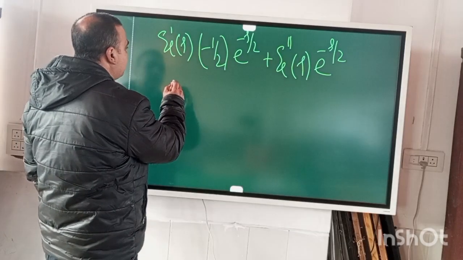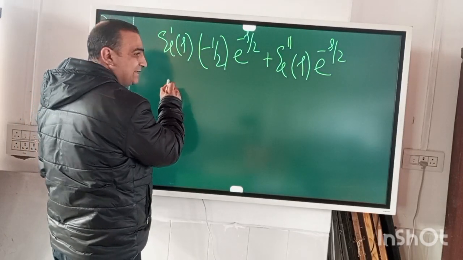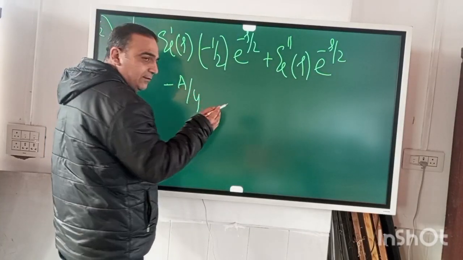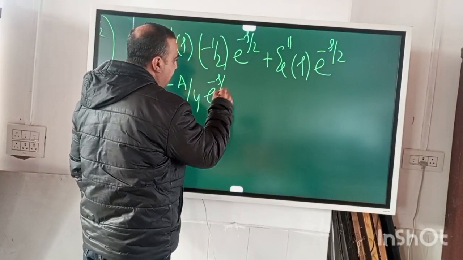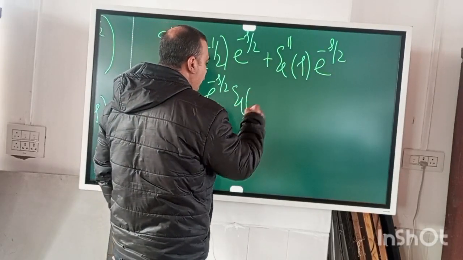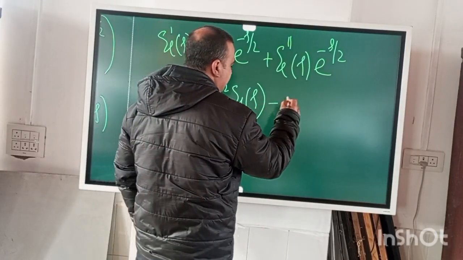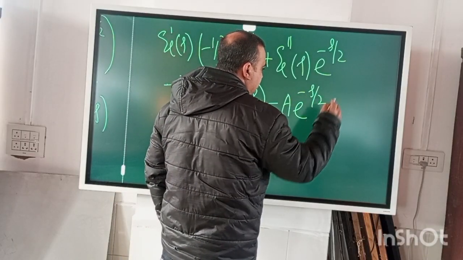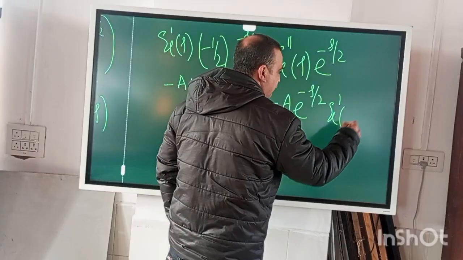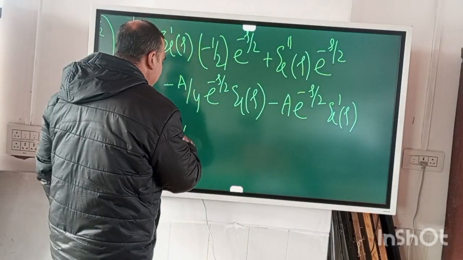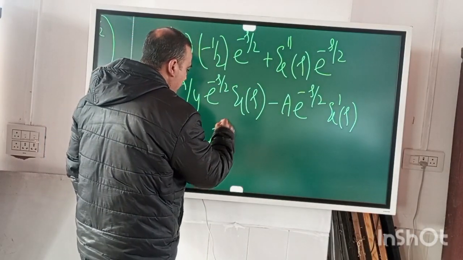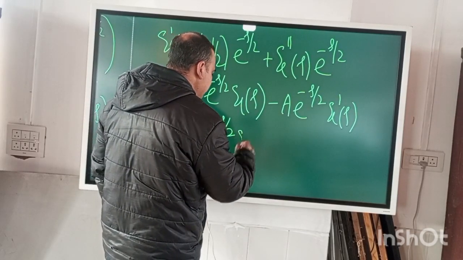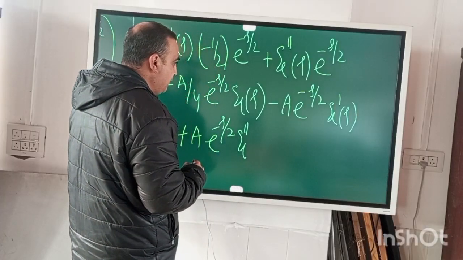It's minus a by 4 e raised to the power minus rho by 2 zeta of rho, minus a by 2 e raised to the power minus rho by 2 zeta dash of rho, plus a e raised to the power minus rho by 2. You should have got it common. Rho by 2, zeta double dash. Zeta double dash. Okay. That's it.